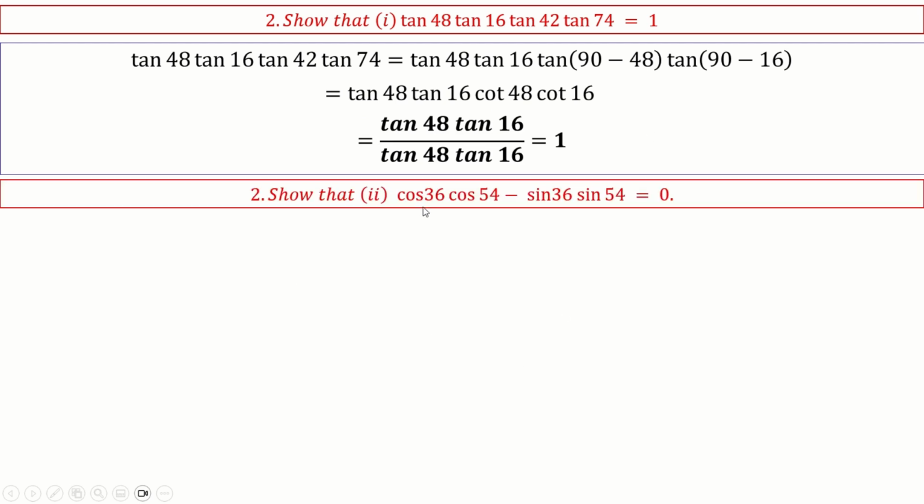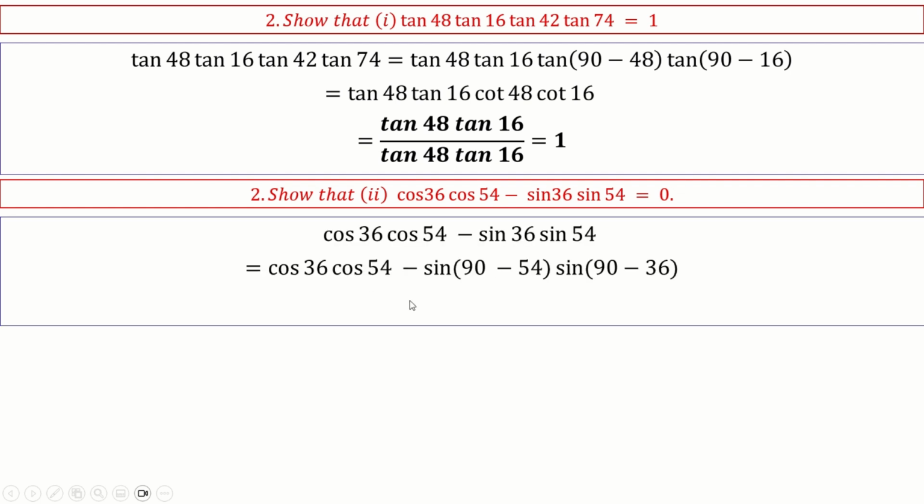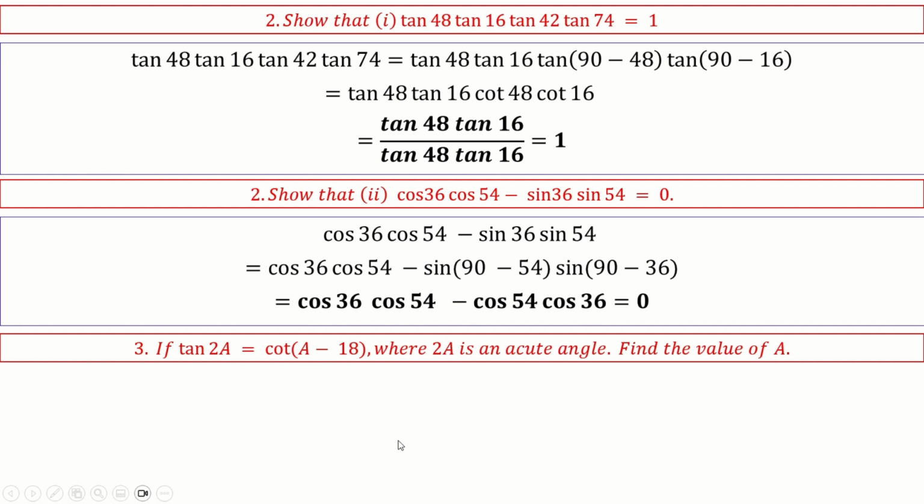Next, cos 36 into cos 54 minus sin 36 into sin 54 equal to 0. Prove that. Take the LHS first, and replace with the complementary ratios on one of the sides. Sin 36 can be written as cos of 90 minus 36, which is cos 54, and sin 54 can be written as cos 36. From that, you will get cos 36 into cos 54 minus cos 54 into cos 36, which is equal to 0.